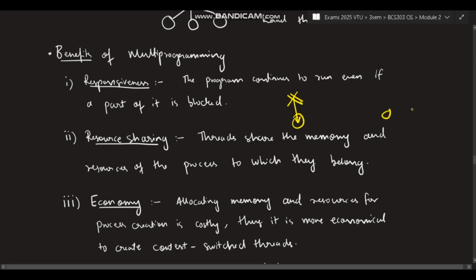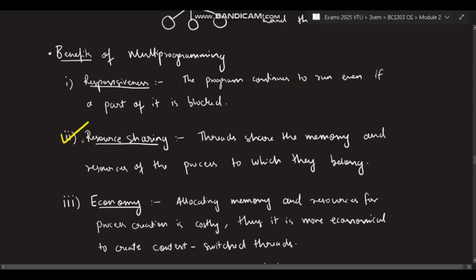But if there are multiple kernels and multiple threads present, like multiprogramming, here if one of them fails, it can access through the other one, right? So that is the advantage. Responsiveness: if one is blocked, it continues to run still because of the other threads.